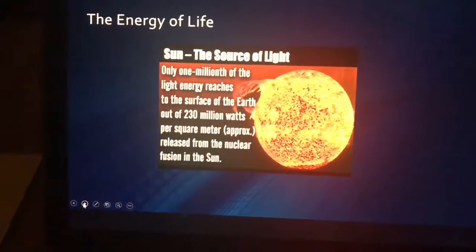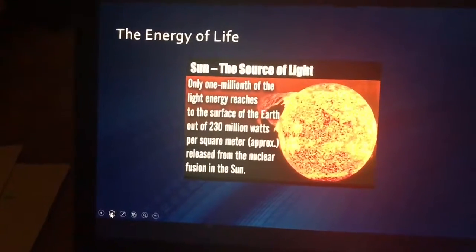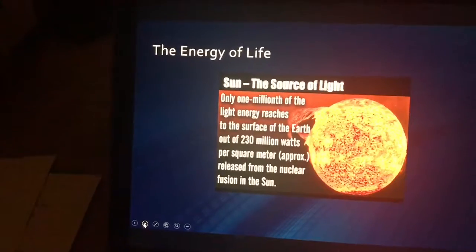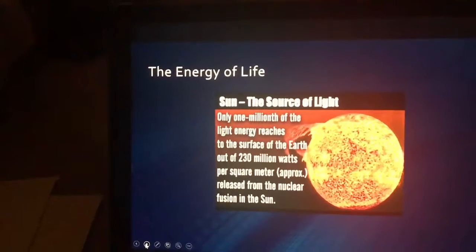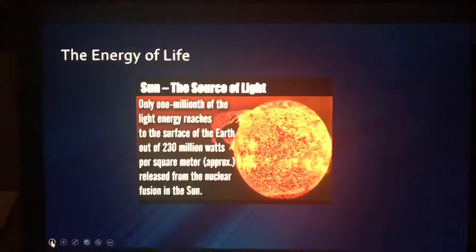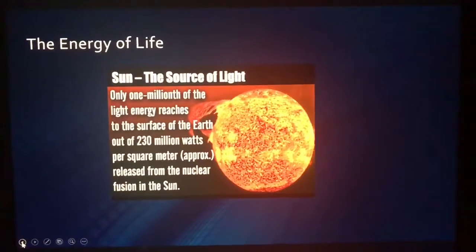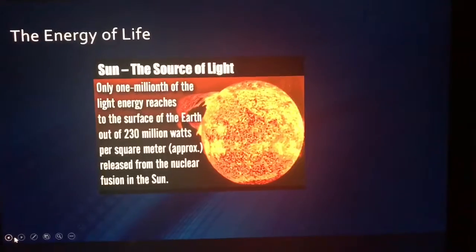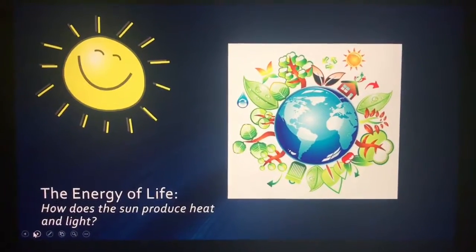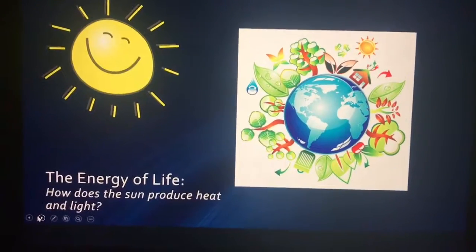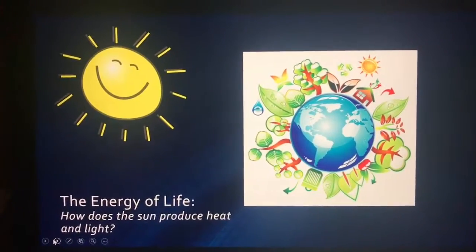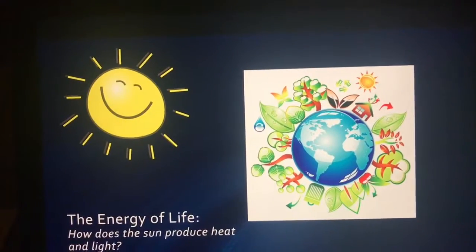It doesn't seem like a lot. Like right here it says only 1/1,000,000th of the light energy reaches the surface of the Earth out of the 230 million watts per square meter released from the nuclear fusion in the sun. So that doesn't seem like a lot, I guess, when you think about it like that, but it's enough for us. That's how the sun gives us our light and our heat, and without it we wouldn't be alive and we wouldn't be here.